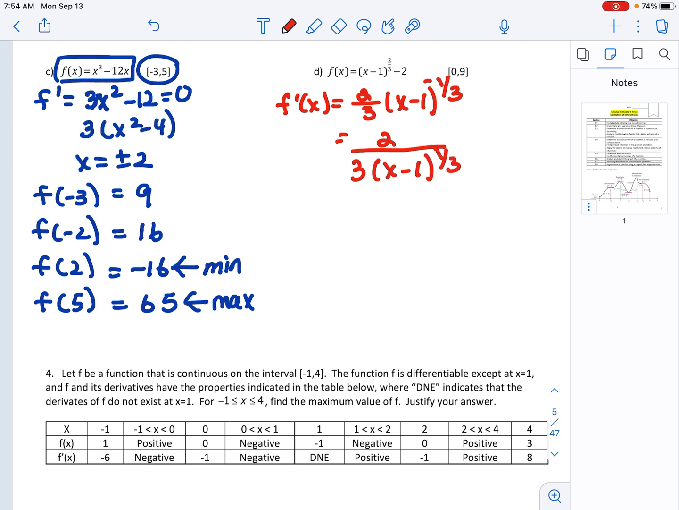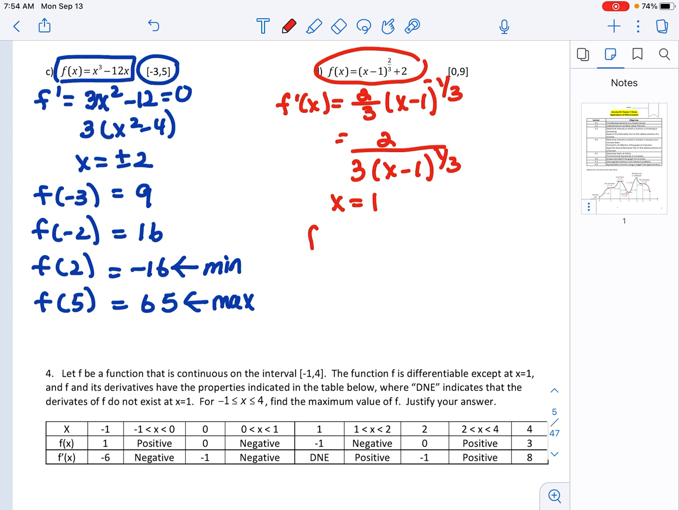So there's no place where this is 0 because the top can't be 0, but there is a place where the derivative does not exist. If I plug in x equals 1, you get 0 on the bottom of the derivative, so that value does not exist. And x equals 1 is a point on the graph, so it is a point in the domain of the original function, so that's fine.